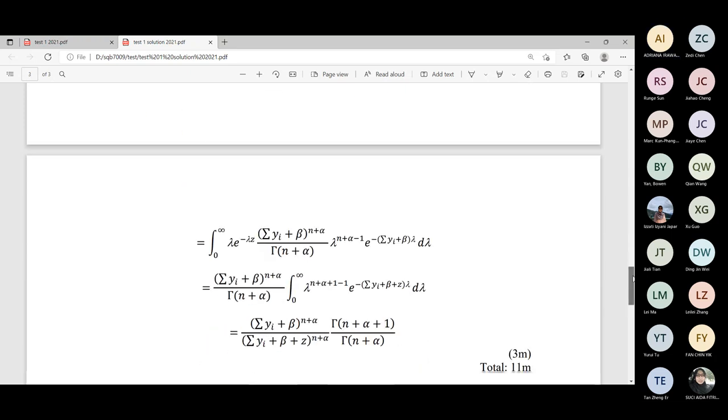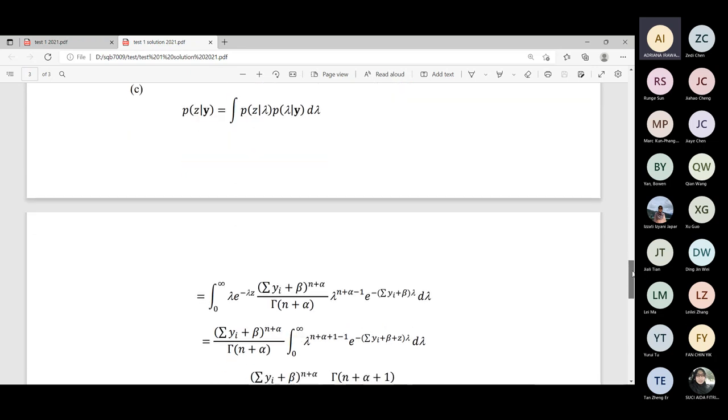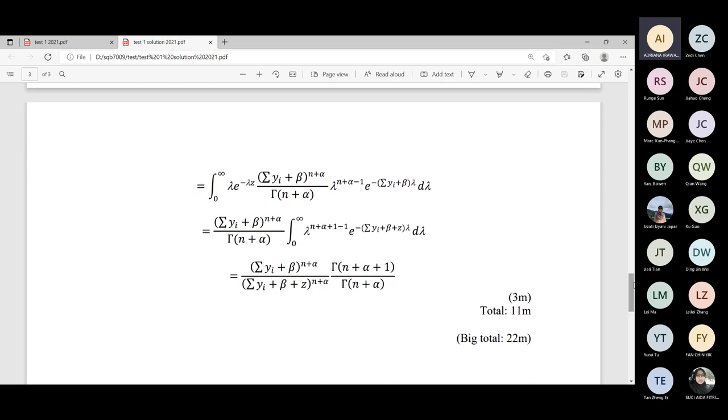So anyway, for this question, z is exponential and your lambda is gamma. This is why you need to know the distribution, not just the kernel, because we need to put in the full PDF. So z is exponential and the posterior is gamma, so you have to put the gamma PDF and the exponential PDF. Here, because I jumped the step, this is actually a gamma PDF but with different parameters: n plus alpha plus one, and the sum of y_i plus beta plus z. Then you have to multiply by the inverse constant, and then you get the answer.